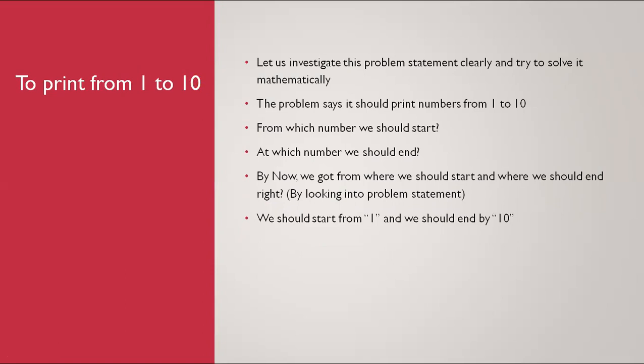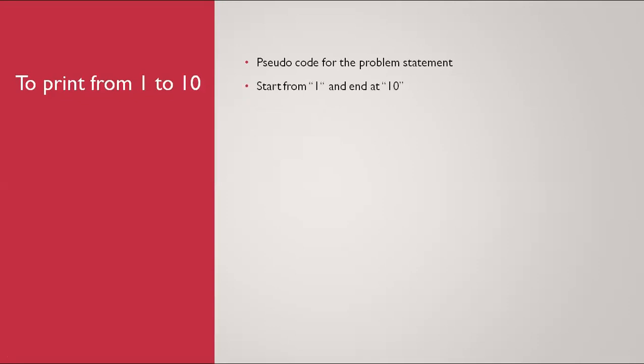We all know the for loop syntax, so with the help of a for loop we can write a program for this. We know where it starts and where it ends, so let us write the pseudocode for this. Let's see how it can be written. The pseudocode for the problem statement is: start from 1 and end at 10. From here, we're going to print a number every time it iterates, a number from 1 to 10. So now the program logic, let's see how it can be written.